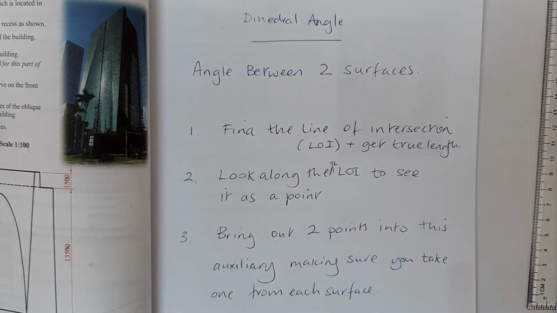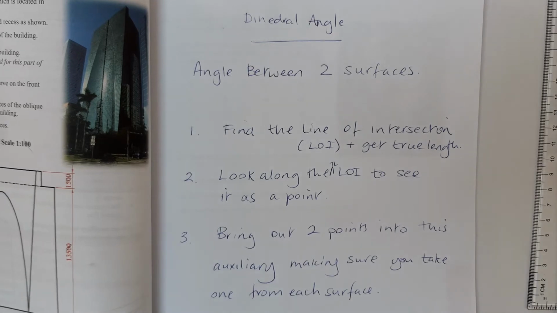Hi girls, today we're going to be looking at the dihedral angle, and the dihedral angle is the angle between two surfaces. There are 4 steps in doing any dihedral angle question, and the dihedral angle usually comes up with the oblique plane, so there's no real avoiding it.